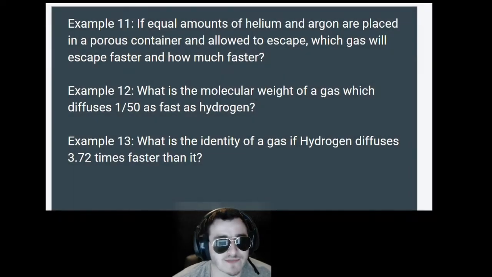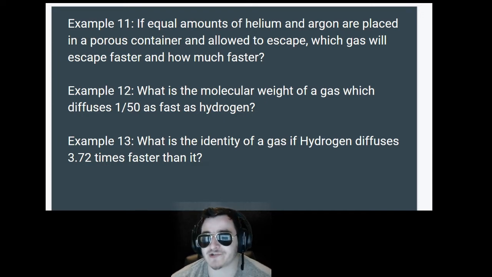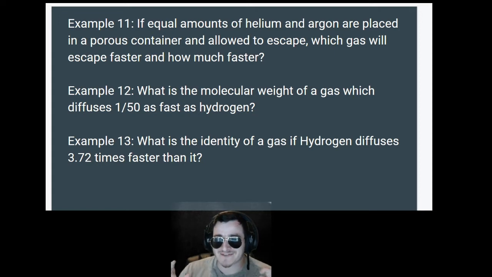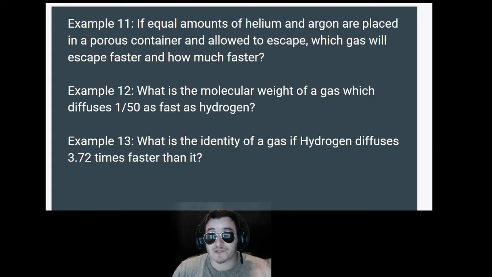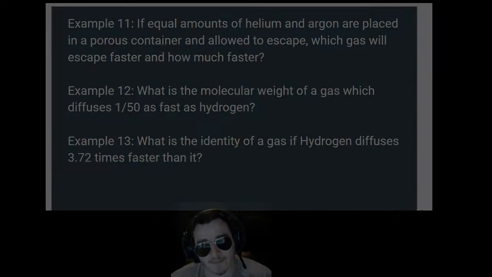In our last Graham's law example here that we are going to mathematically calculate, what is the identity of a gas if hydrogen diffuses 3.72 times faster than it? So we're going to solve for the molar mass, and then we are going to use the molar mass to actually determine the identity of our element or substance, compound, whatever it is. It's very hard to ask you to identify a compound because different elements can get together in different ratios and possibly come to very similar molar masses. And so typically when they ask you a question like this, it's most likely going to be an element.